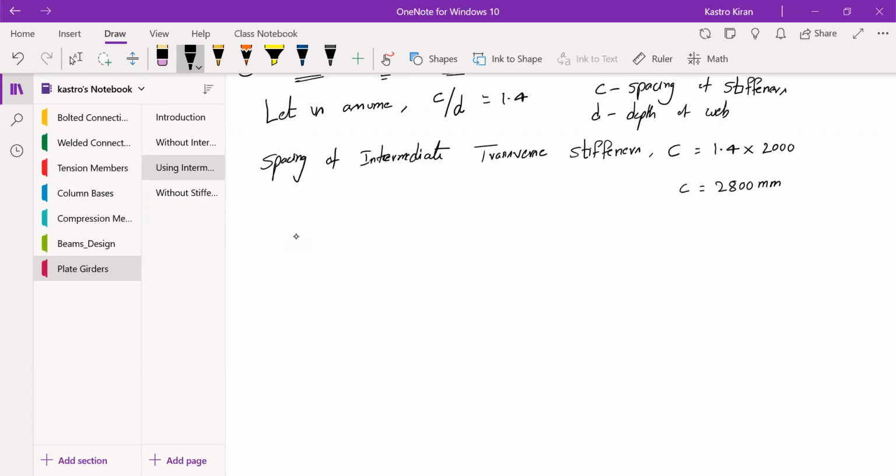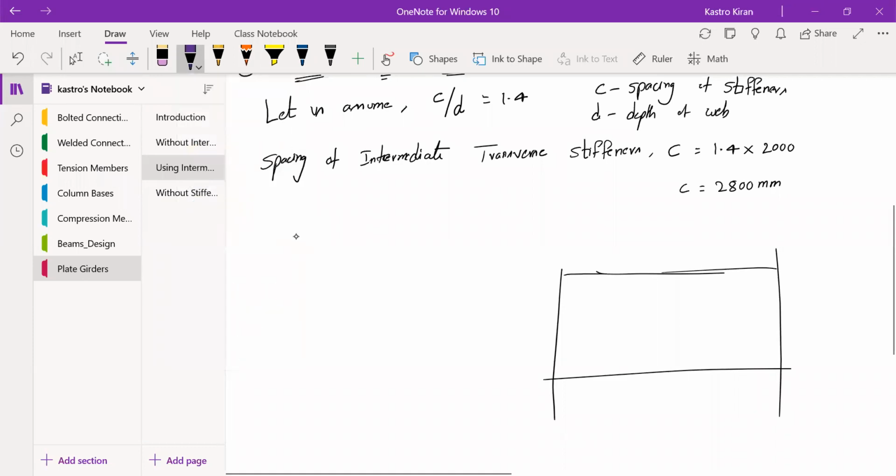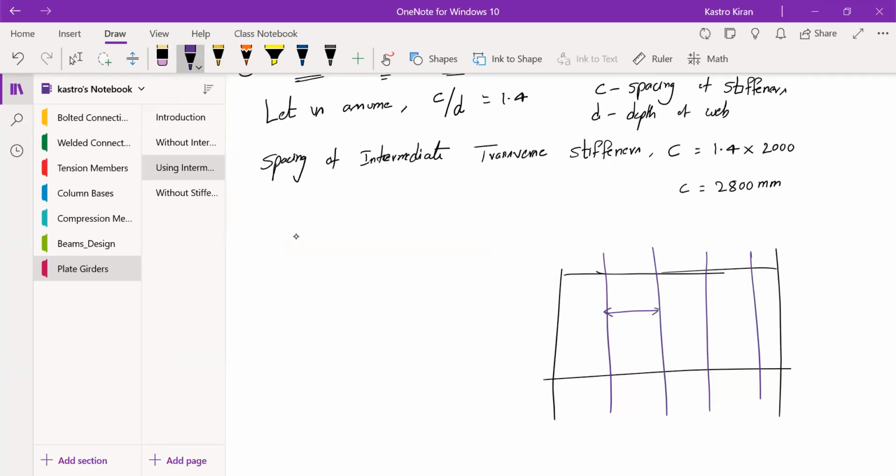Suppose you are considering this as the entire portion of the web, and here you are providing the end stiffeners, and you have to provide the intermediate stiffeners now. If you are providing the intermediate stiffeners, the spacing between two intermediate stiffeners will be 2800 mm. That is almost 2.8 meters. But there is a small revision for this. I'll talk about the revision later. So this is how you're going to provide the spacing of the stiffeners.